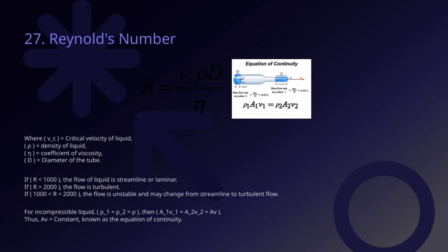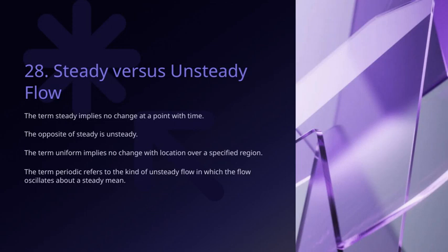Understanding this helps us predict flow behavior in various engineering applications, ensuring systems operate efficiently and safely. When we talk about the term periodic, we're referring to a type of unsteady flow where the flow oscillates around a steady mean. In other words, the flow pattern repeats itself over time, showing a regular fluctuation rather than a constant change. On the other hand, the term uniform suggests that there is no change in the flow with respect to location within a specific region. So, in a uniform flow, the flow properties are the same everywhere in that region.